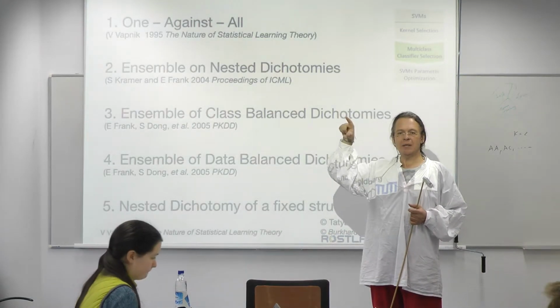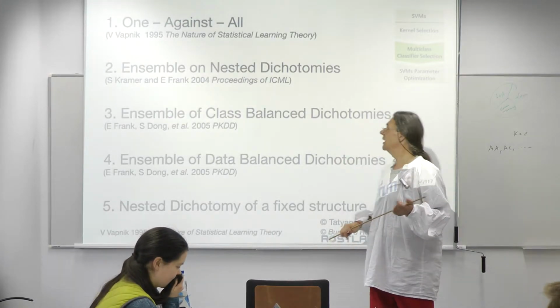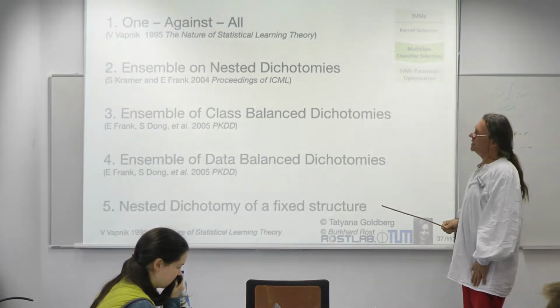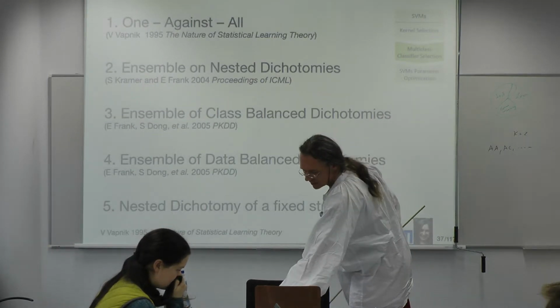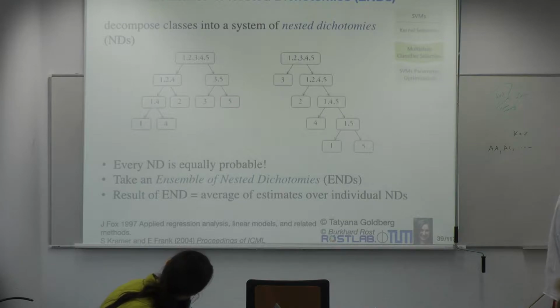1 is for class 1 against everything else, 2 for class 2 against everything else, and so forth. We have discussed that, right? Then there is an ensemble of nested dichotomies. So that's the 1 against all. That's the clear one. The ensemble of nested dichotomies.